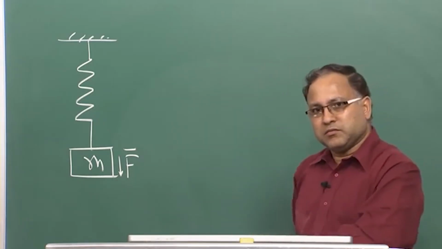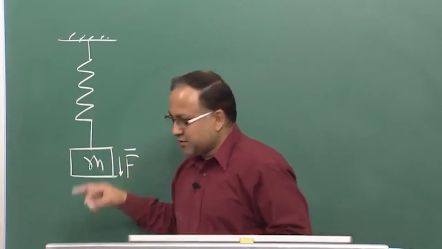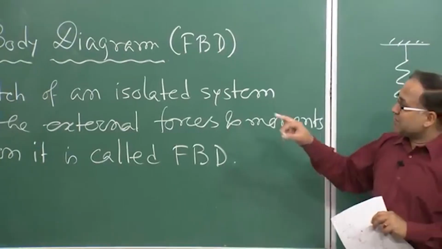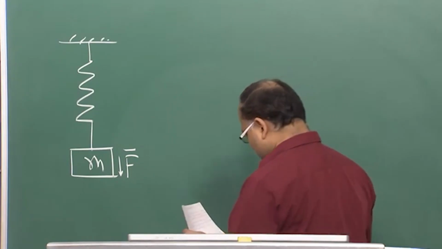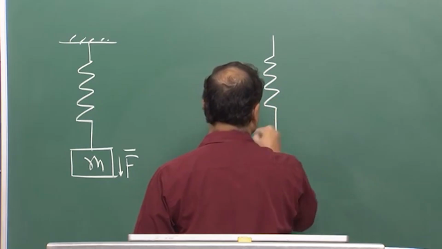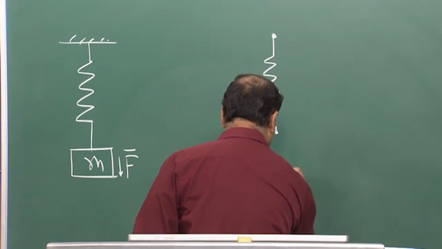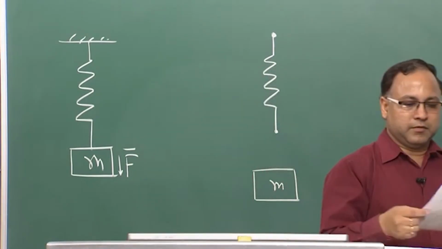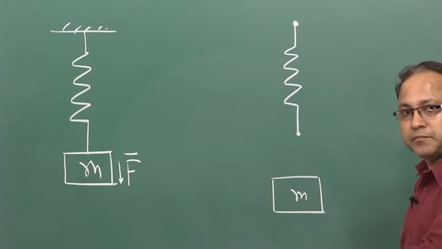Am I right or not? So I have two components. One component is the spring, another component is this mass. And now, what is the statement? The statement is that the sketch of an isolated system. That means I want to isolate this system. So I want to isolate the components. This is one component, that is the spring, and this is another component, that is the mass.